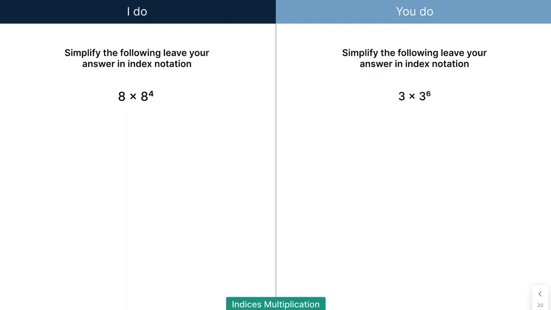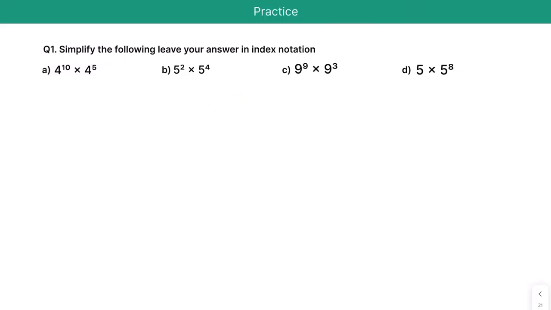So moving on. Now when the power is missing, so for example, the 8 here doesn't have a power, it's the same as having a power of 1. So the answer here is going to be 1 plus 4, which just becomes 8 to the power of 5. And again, on the right, we can just write in the missing power, and that just becomes 3 to the power of 7.